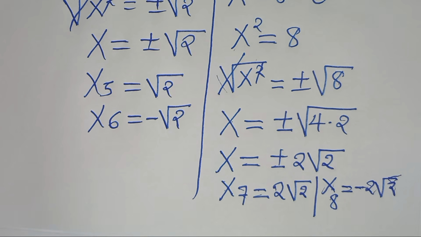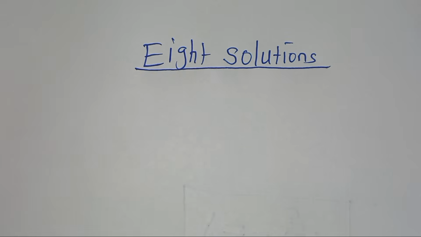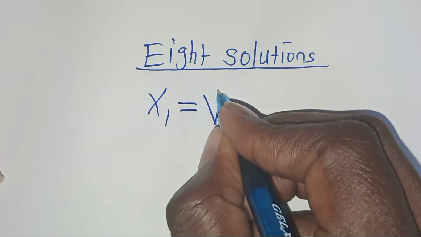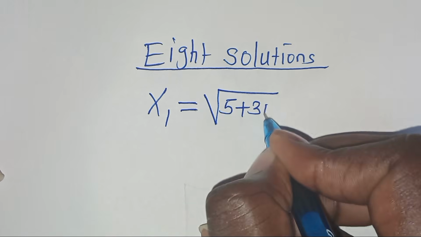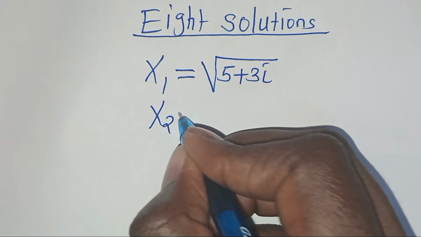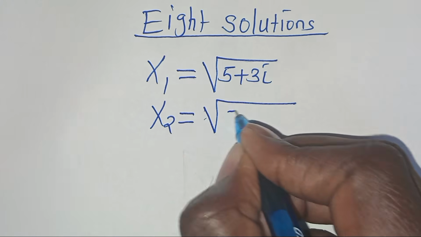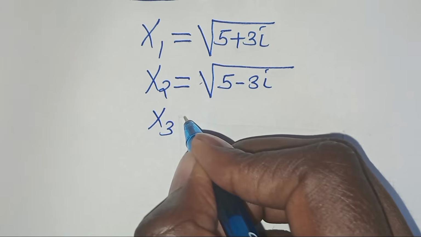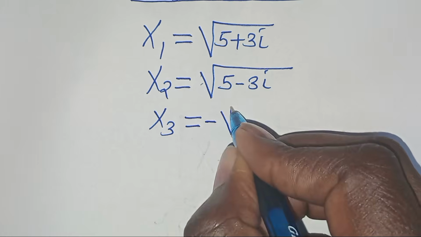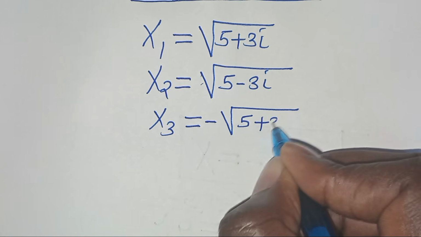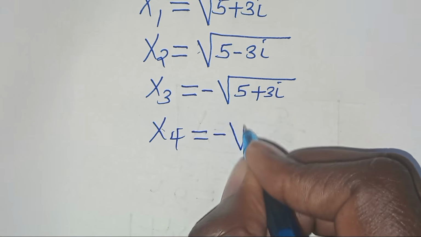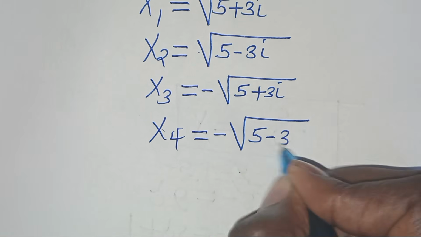So we have got 8 solutions for this algebra problem. We have x1 equal to square root of 5 plus 3i. We have x2 equal to square root of 5 minus 3i. We have x3 equal to negative square root of 5 plus 3i. We have x4 equal to negative square root of 5 subtract 3i.